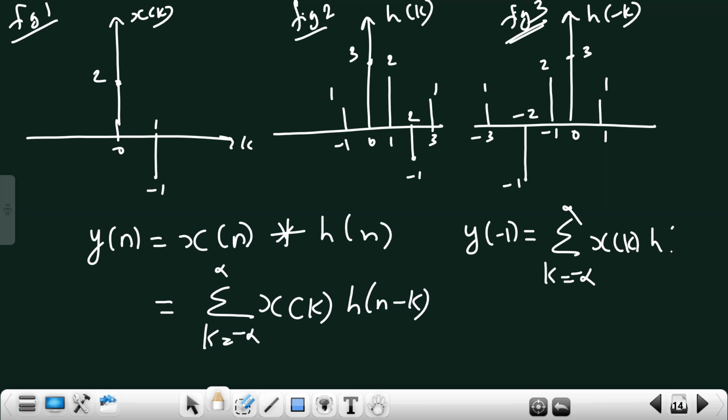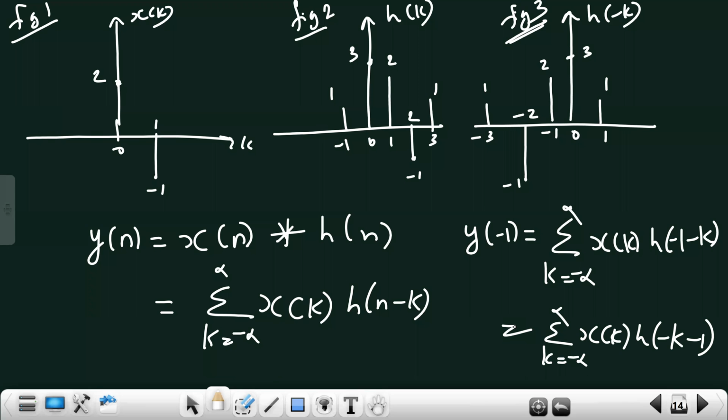So the equation will become x of k into h of minus 1 minus k, or x of k into h of minus k minus 1. H of minus 1 minus k is h of minus k minus 1. So what is the graph that you need to plot in order to find y of minus 1? Harshit Gowda, which graph do you need to plot? H of minus 1 minus k, sir. Yes, otherwise h of minus k minus 1. So you have to plot h of minus k minus 1.